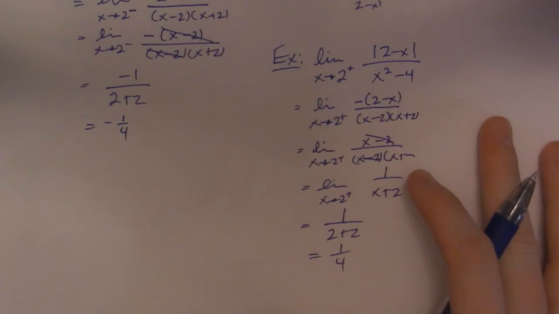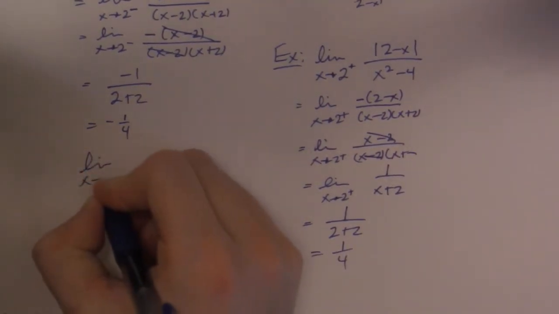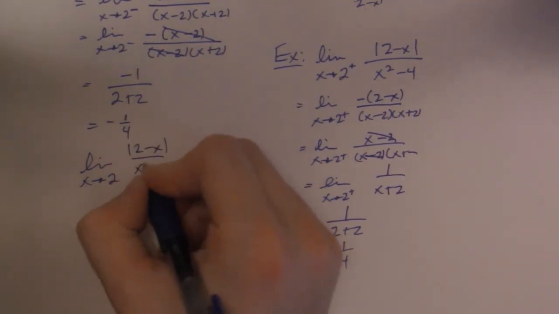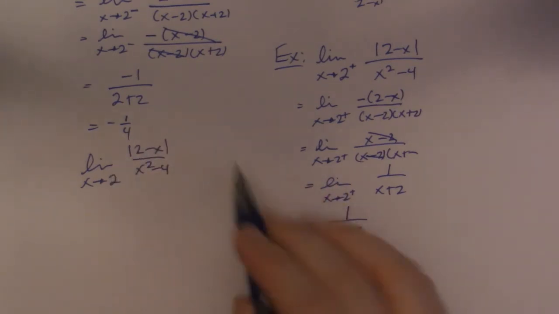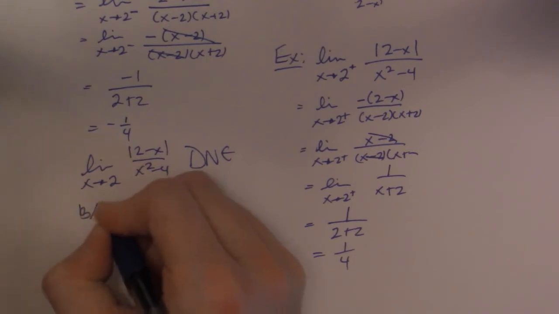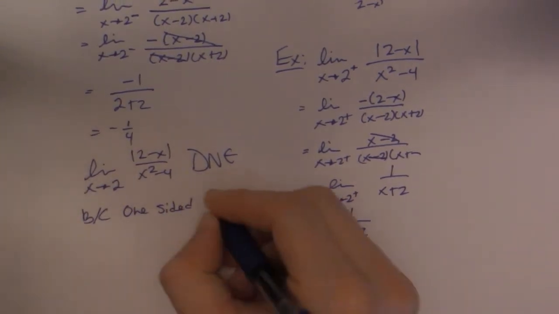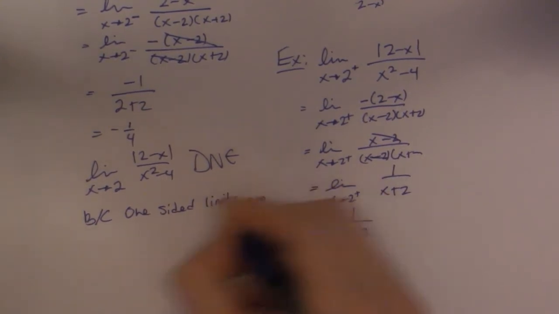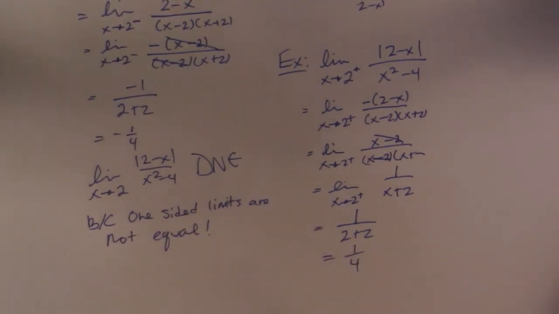Donezo. So if you want to make a comment about if you had this limit, the limit as x goes to 2 of 2 minus x all over x squared minus 4, what we could say is that this guy does not exist because the one-sided limits are not equal. And there it is.